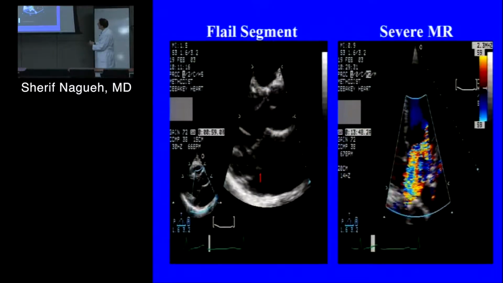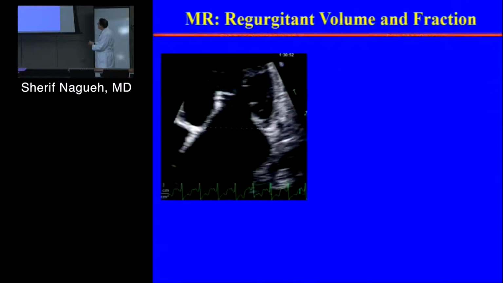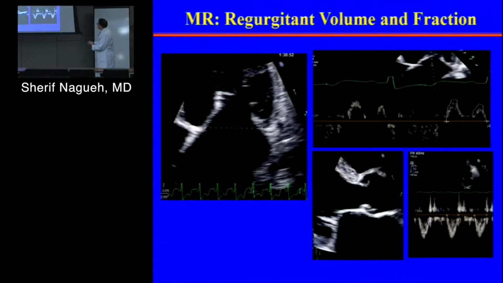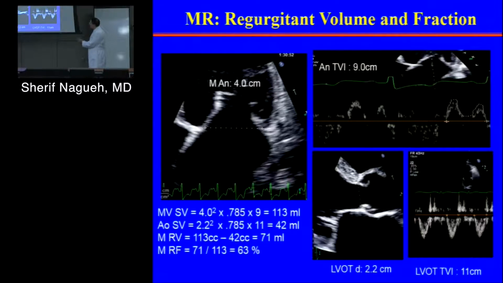An example is shown here with a flail segment and MR. And these are the calculations. If you just take a quick look at the TVI across the mitral valve and the TVI across the LVOT and you say to yourself, this is a big ventricle, this is a normal EF, how come I have a small velocity and a small TVI? That raises the flag without any calculations that there is significant MR. These are the values and you can combine them as we just said and quantify MR.